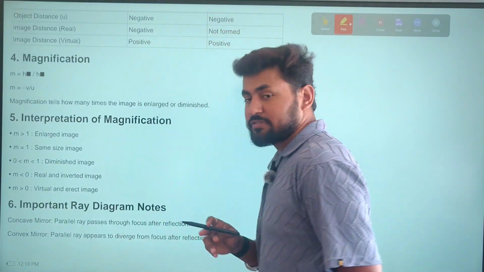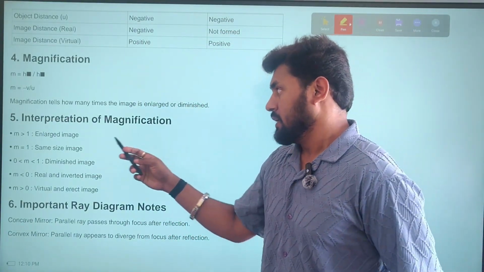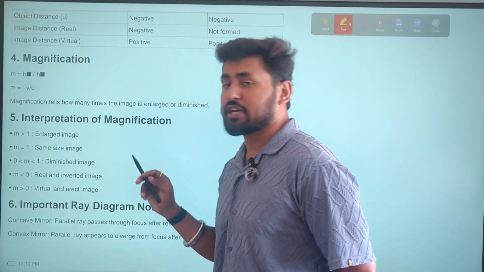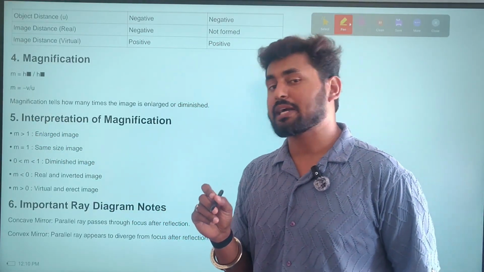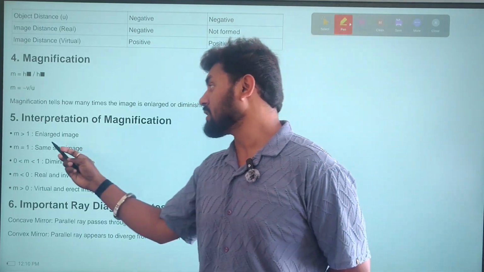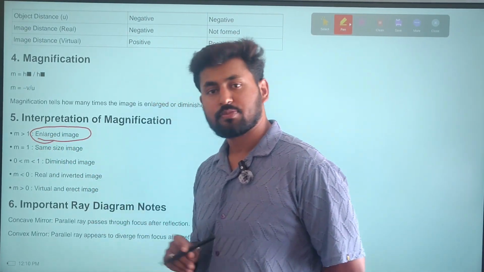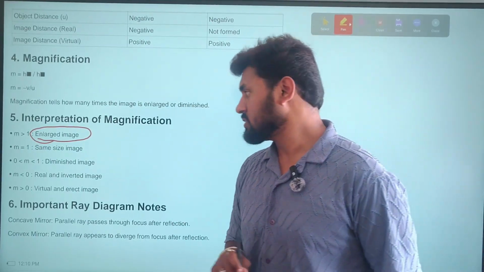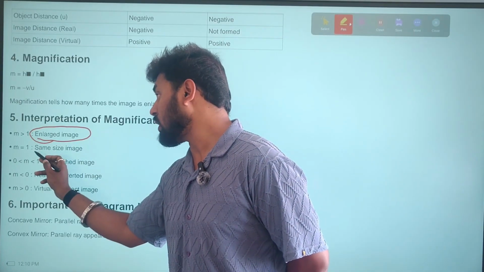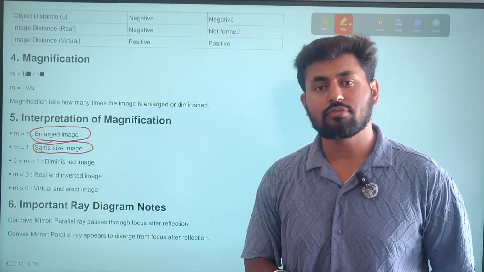Now, the best thing that you should know and you should interpret is very important: interpretation of magnification. Whenever magnification is greater than 1, your image will be a large image. And whenever it is equal to 1, then it is the same size of the image.